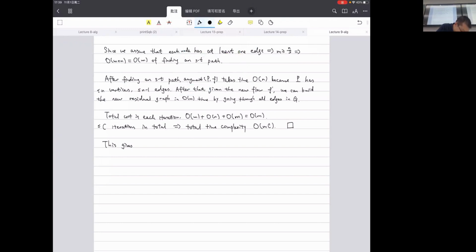So we see that this gives the time complexity and promises the termination of the Ford-Fulkerson algorithm.